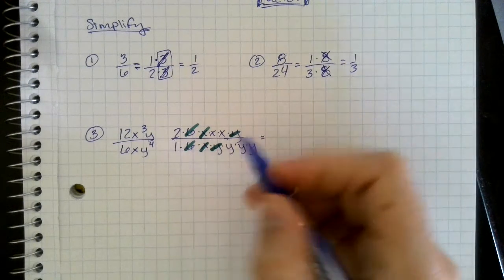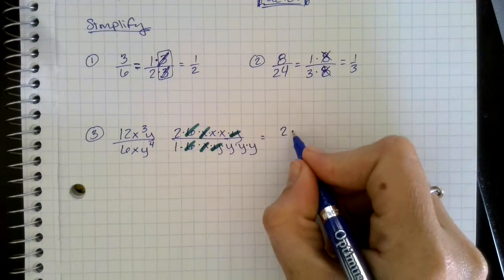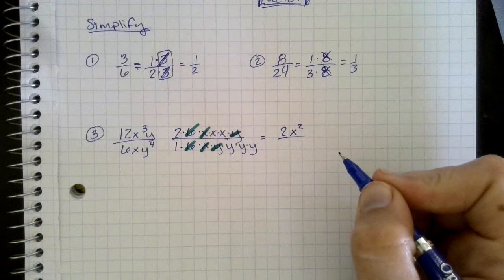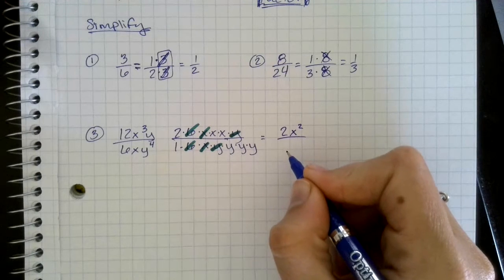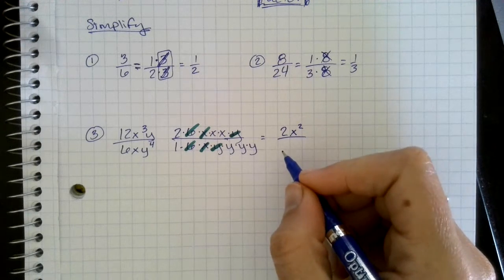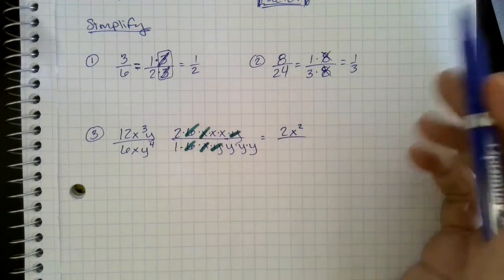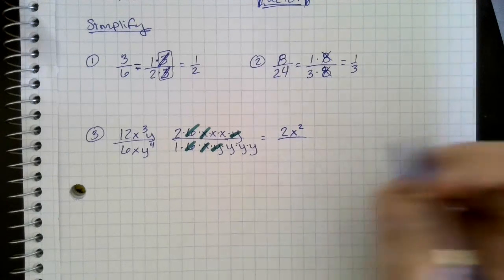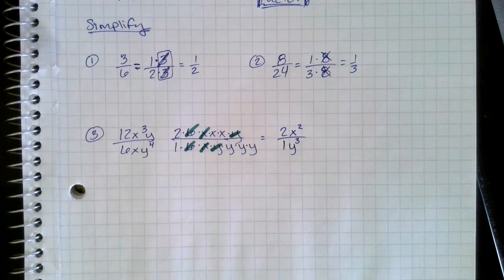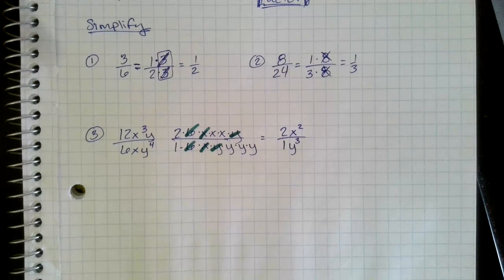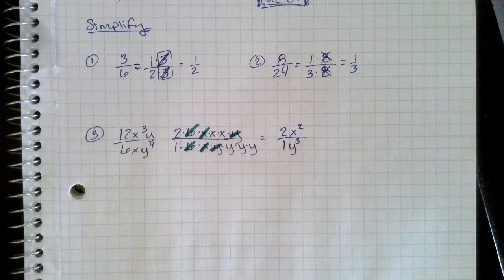So now what I'm looking for is what's left. So I have a 2, and then because I have two x's, that's going to be x squared. I have a 1 down here, which you can write on the bottom if you want, but you don't have to. Up here, if you have a 1 on the top, you have to put that if that's the only thing you have left. So just for consistency, I'll call it 1y cubed. Okay, so we're simplifying. We're getting rid of things that are alike on the top and bottom so that we can cancel things out.